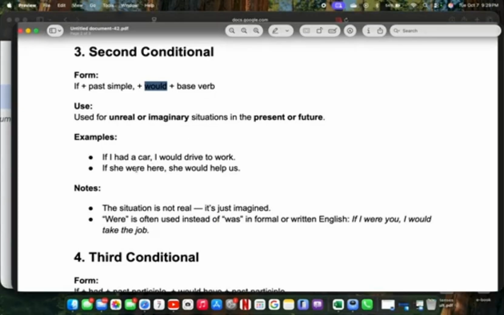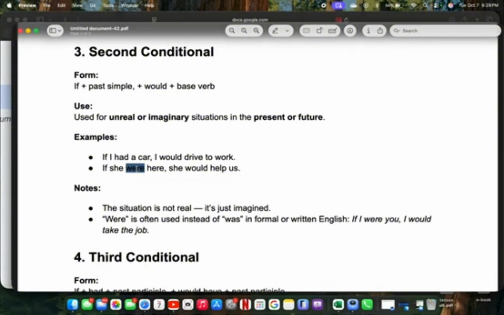Okay? If I had a car, I would drive to work. So maksudnya you ada kereta tak? Tak ada. Okay? If she were here, she would help us. Okay, this is also something that a lot of people talk about, which is she ni bukan singular ke? Kenapa kita guna were instead of was? Okay, because kalau untuk something yang unreal ataupun imaginary, we always have to switch it from was to were. Always use were untuk something yang unreal ataupun imaginary, something that did not happen.